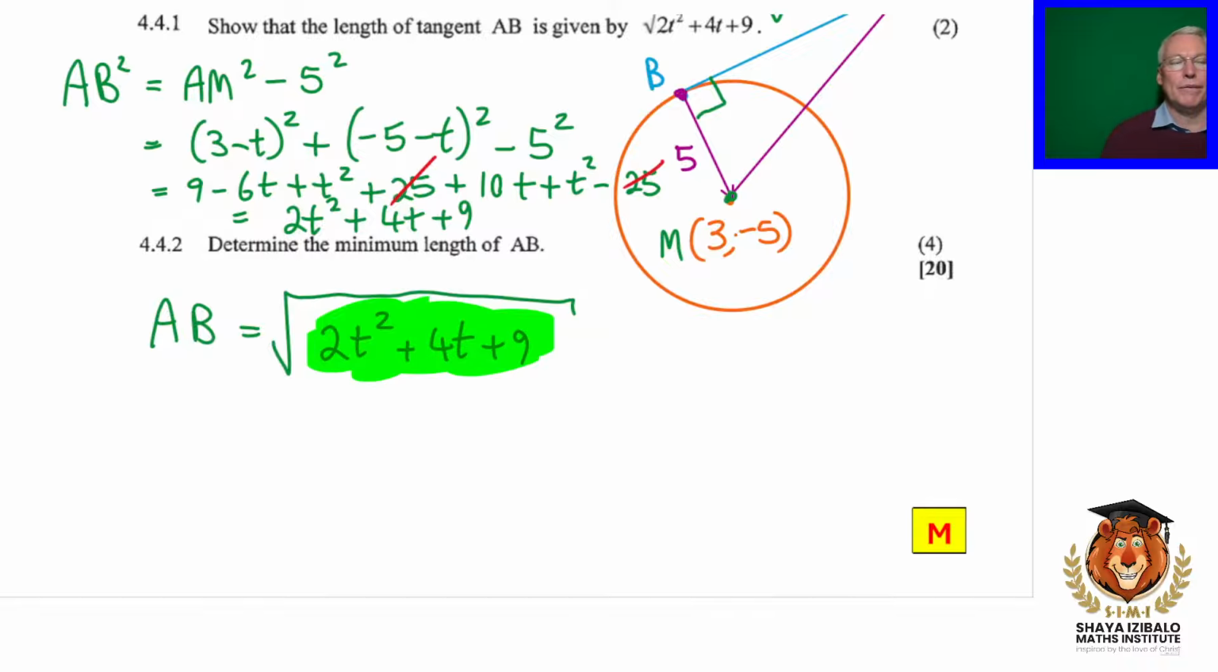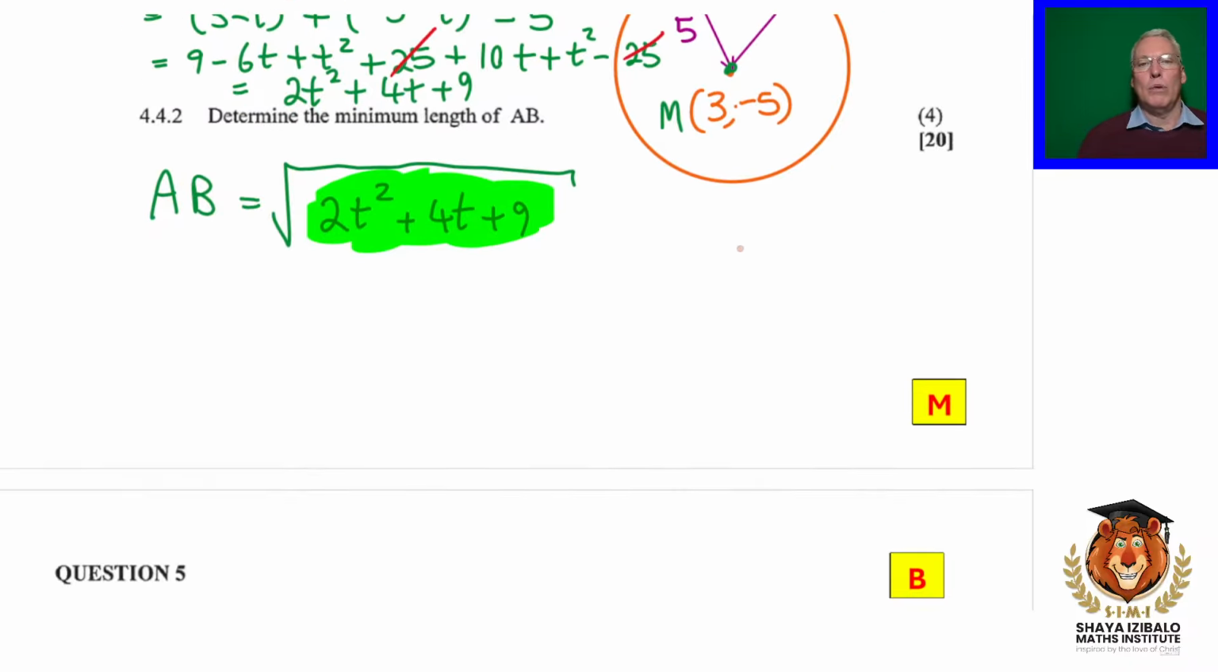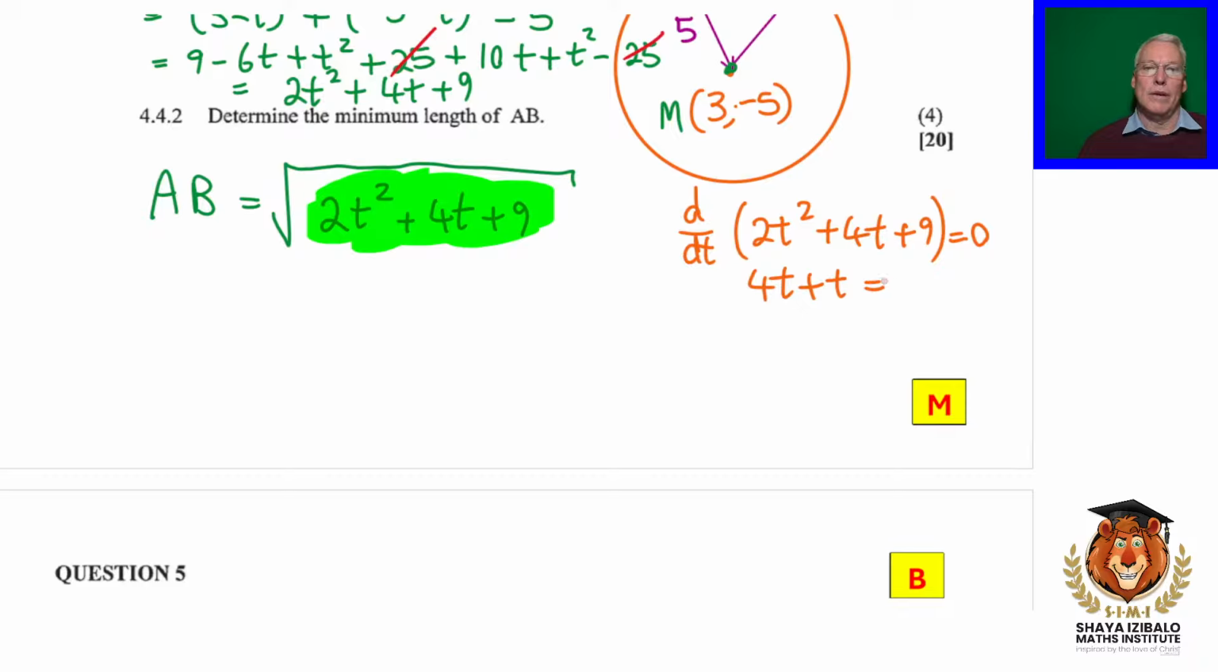One is to use calculus, right? And so we could say, let's differentiate with respect to t, 2t squared plus 4t plus 9, and make that equal to 0, right? Because we want the smallest possible value, and so we get 4t plus 4. Sorry, 4t plus 4 is 0. So t is in fact negative 1.